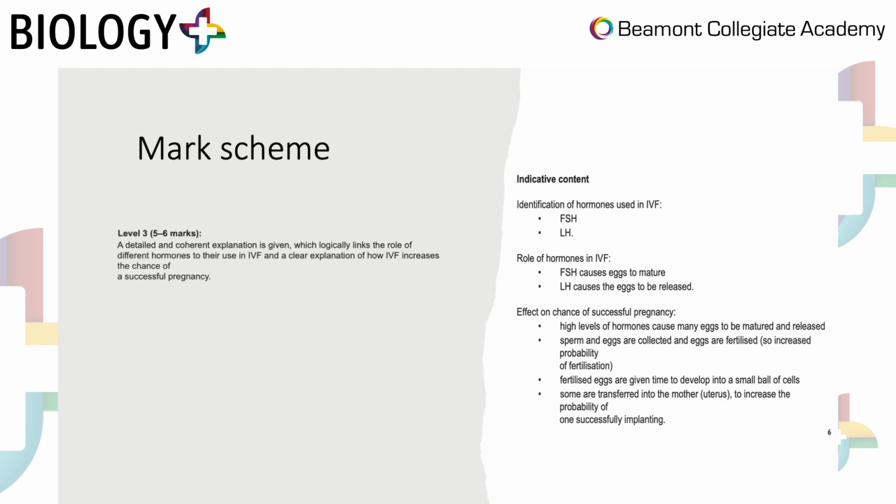The points that should have been included in your answer are to the right. You should have identified the hormones, FSH and LH, they're always the 2 that appear. State what FSH and LH do. And then finally, what is the effect on the chance of a successful pregnancy. So, for example, high levels of these hormones causes eggs to mature and be released. Look at your answer and give yourself a score out of 6.